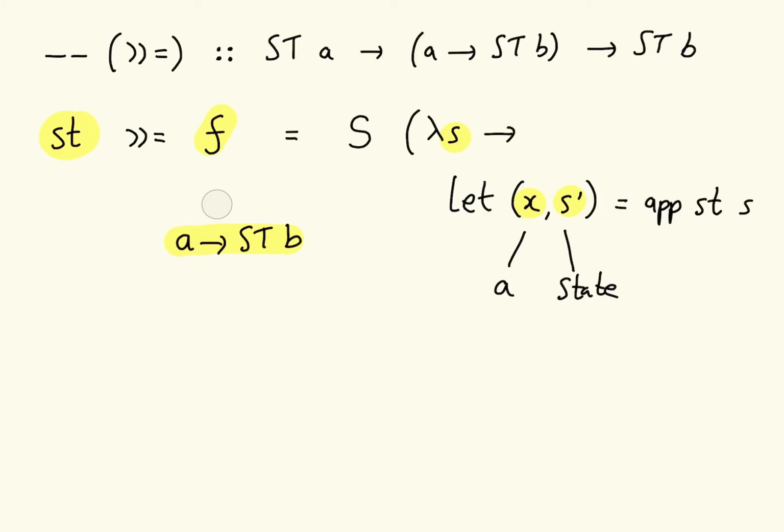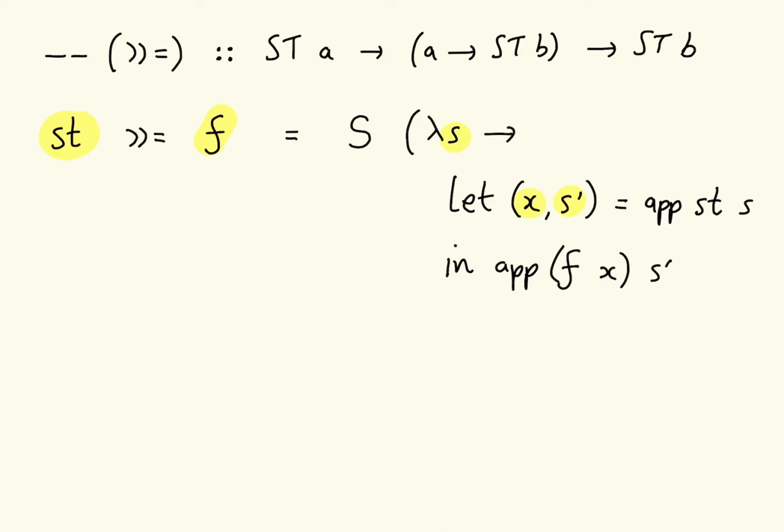So let me write that down. So let's get rid of all this stuff. If I now apply the function f to the result value x of type A, that will be a state transformer of type B. I can read that off from up here. That's what happens when you apply f. You get a state transformer of type B. If I now take that state transformer and apply it to the latest copy of the state, which is s prime, this will give me back a pair comprising a result value of type B and a possibly modified final state.